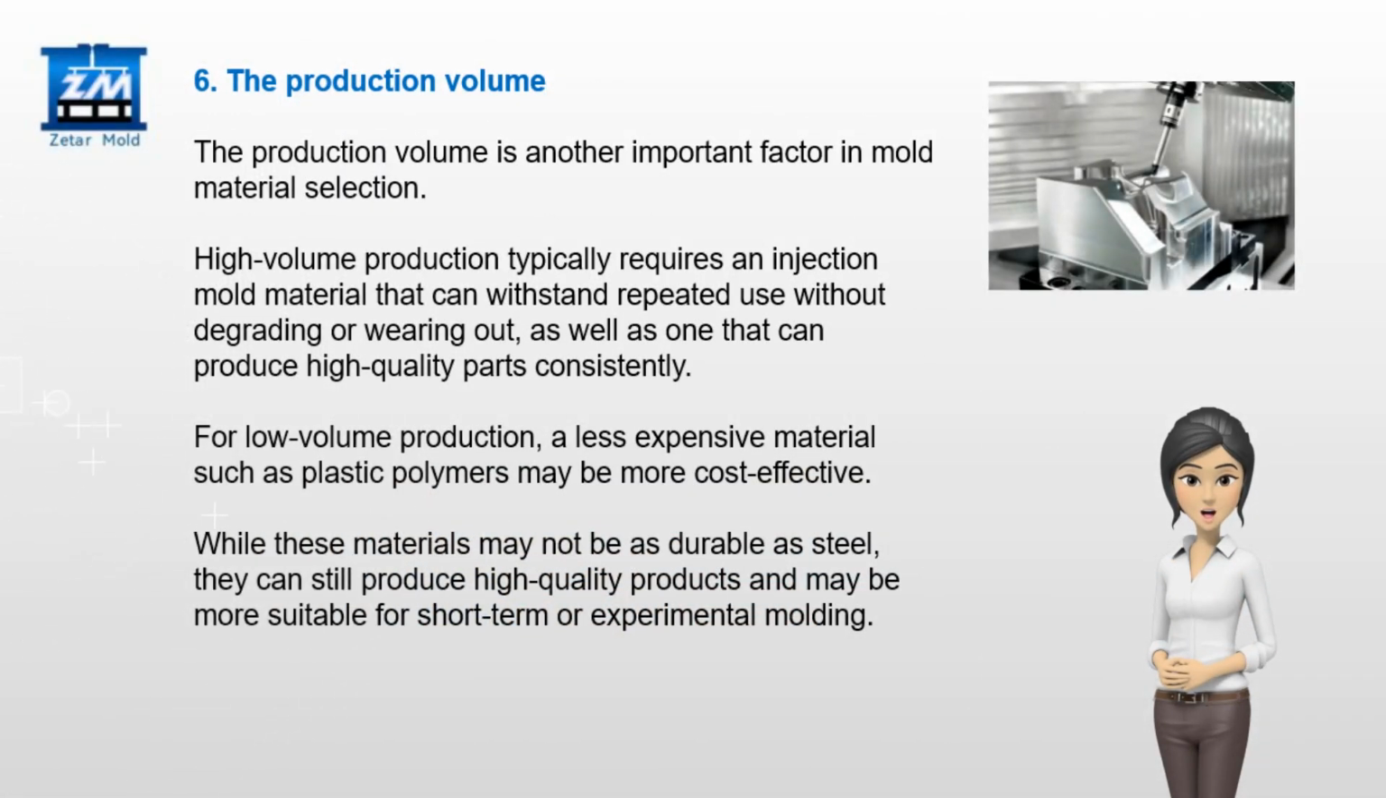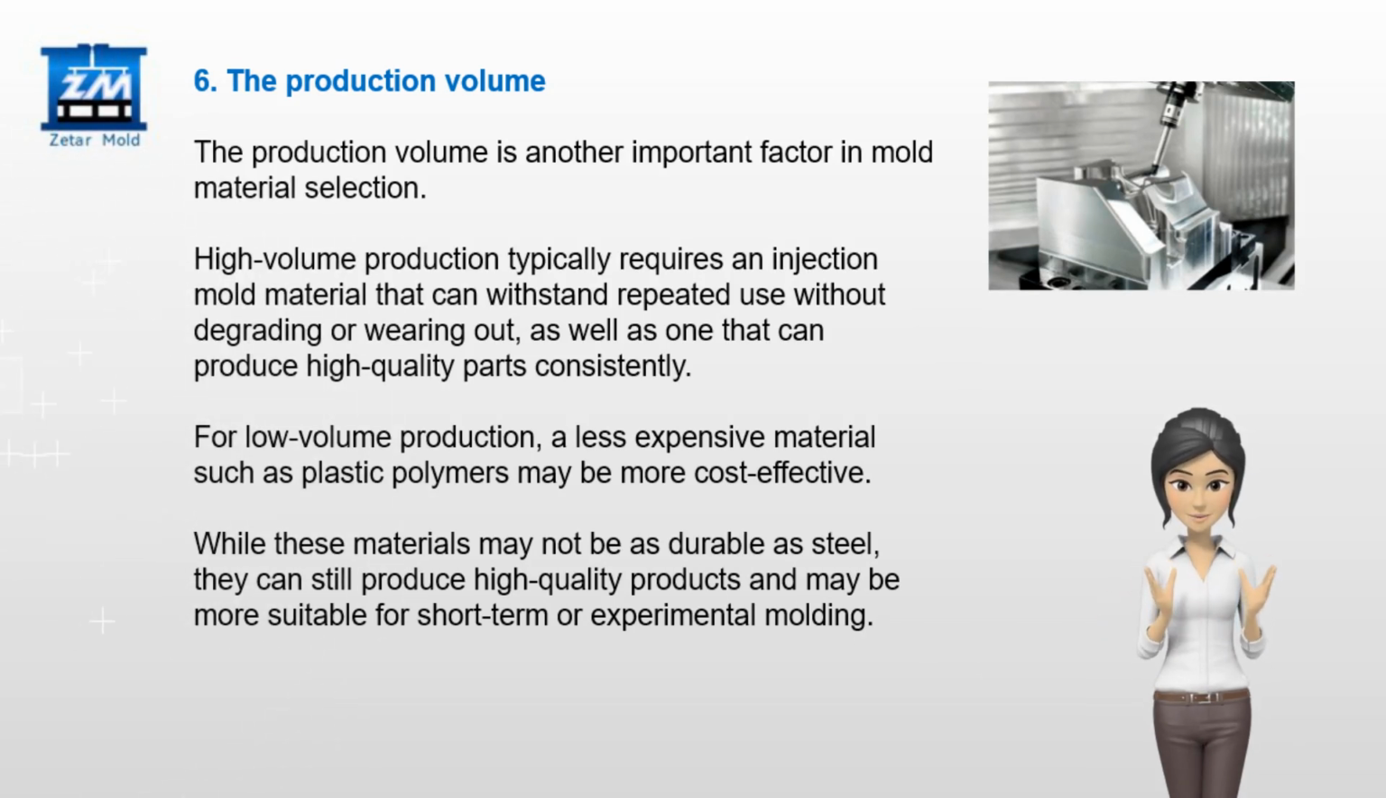The production volume. Production volume is another important factor in mold material selection. High-volume production typically requires an injection mold material that can withstand repeated use without degrading or wearing out, as well as one that can produce high-quality parts consistently.